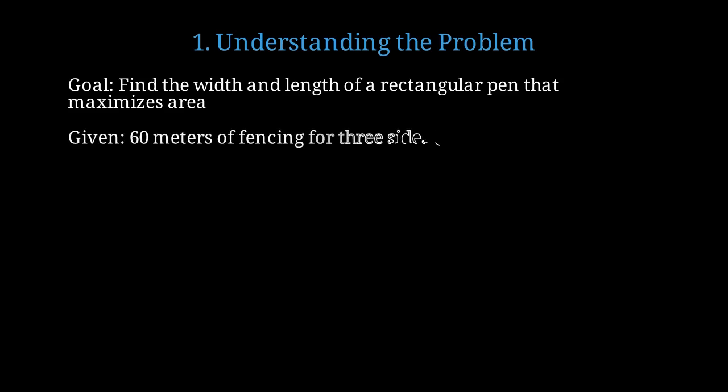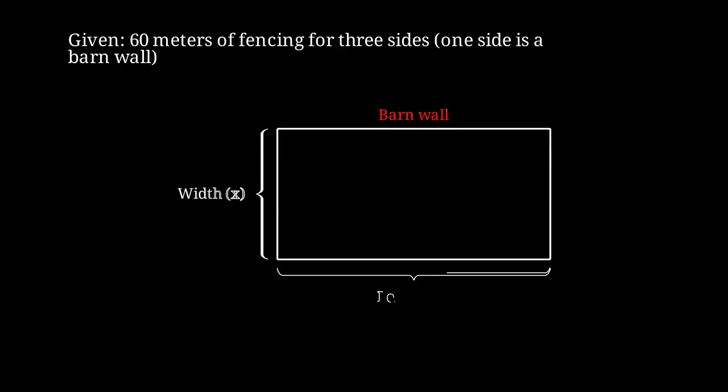We have 60 meters of fencing available, but we only need to fence 3 sides because one side will be against a barn wall. Here's a sketch of our rectangular pen. The top side is against the barn wall, so we don't need fencing there. We need to fence the left side, bottom side, and right side.